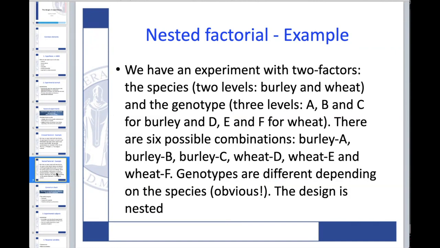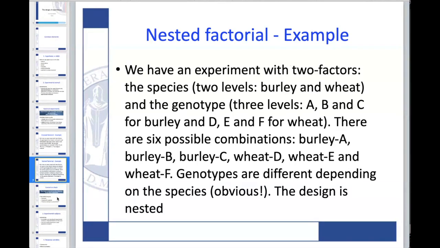Here again, we have six possible combinations, but the second factor levels are different according to the crop. So we have barley A, barley B, barley C against wheat D, wheat E, and wheat F. So the design is nested. It cannot be crossed because certain combinations are clearly missing. So it is rather important to be able to recognize a nested experiment from a crossed experiment because the data analysis is different. And we will see this maybe in a few weeks.